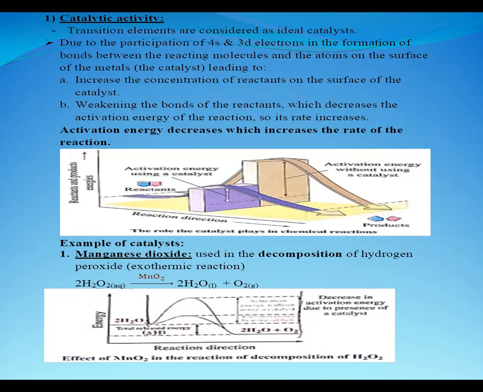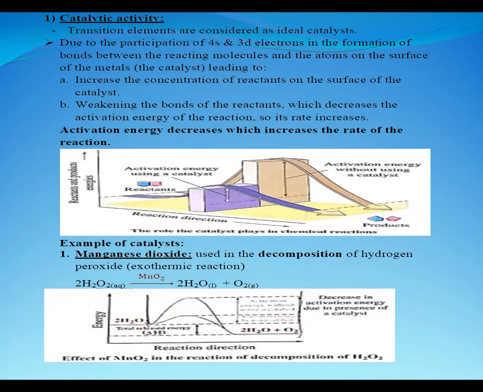What about the catalytic activity? Transition elements are considered ideal catalysts. This is due to the sharing of 4s and 3d electrons in the formation of bonds between the reactant molecules and the atoms on the surface of the metal, the catalyst, leading to an increase in the concentration of reactants on the surface of the catalyst. This is number 1. Number 2, weakening of the bonds of the reactant, which decreases the activation energy of the reaction, and so the rate of the reaction increases.